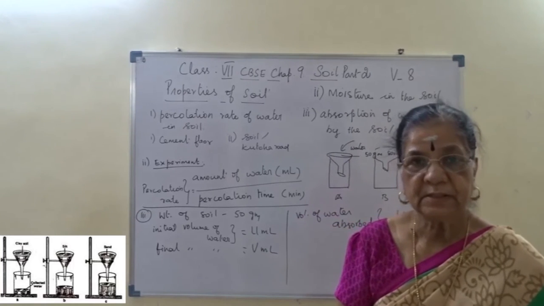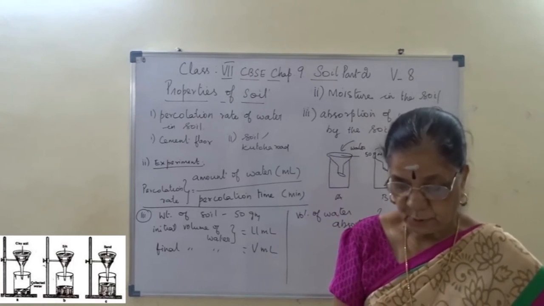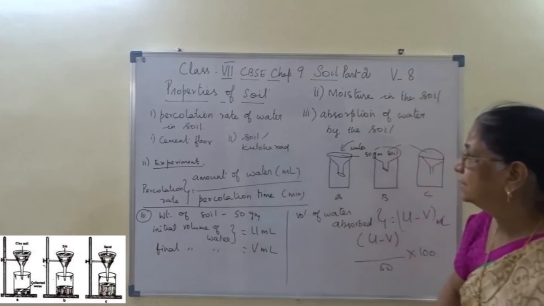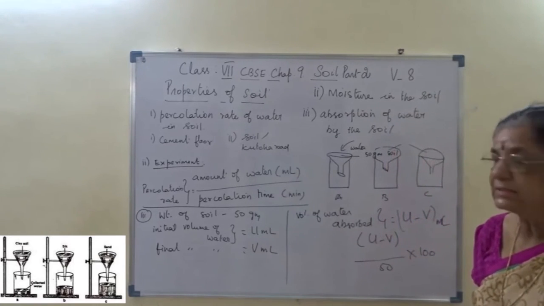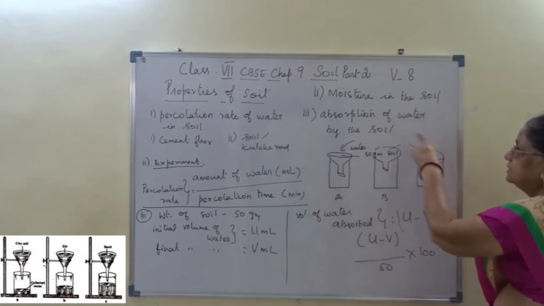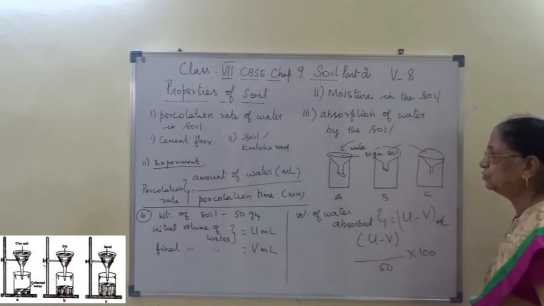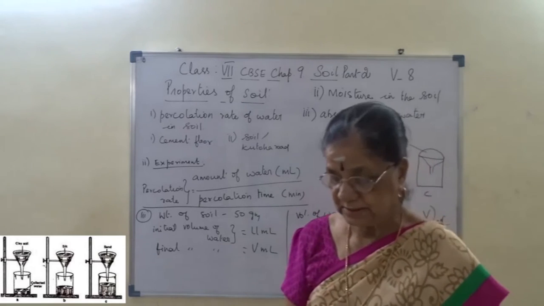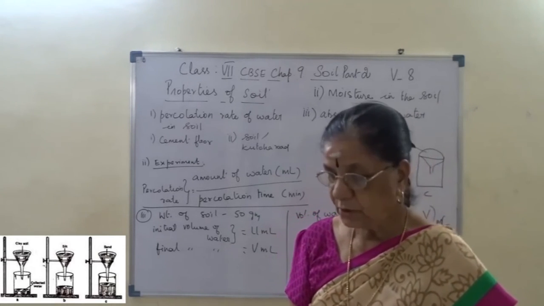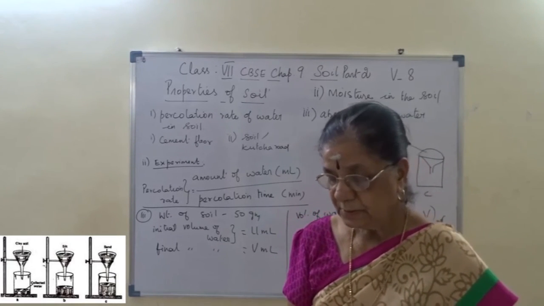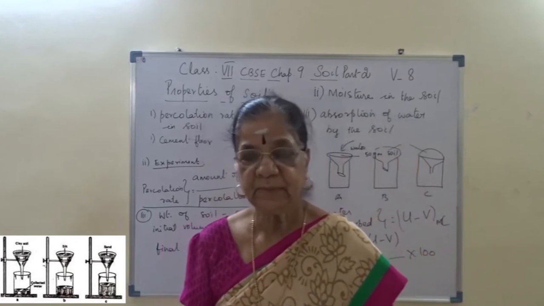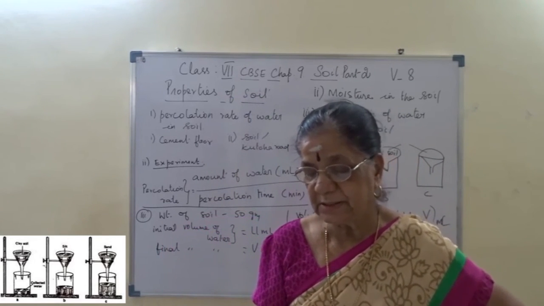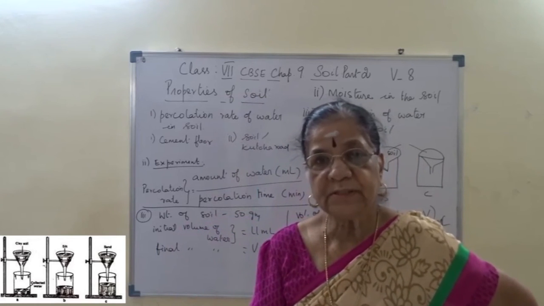Are you clear? This is for the properties of soil: percolation, rate of soil, water in the soil, moisture in the soil, absorption of water by the soil. I hope you are able to follow this. Now page 104, what is the difference? They ask a question: what is the difference between rate of percolation and the amount of water retained?